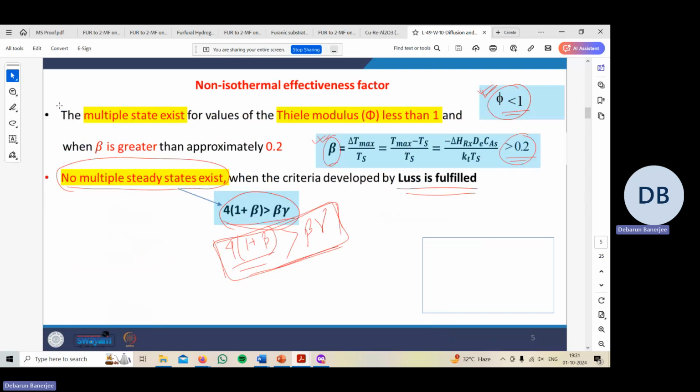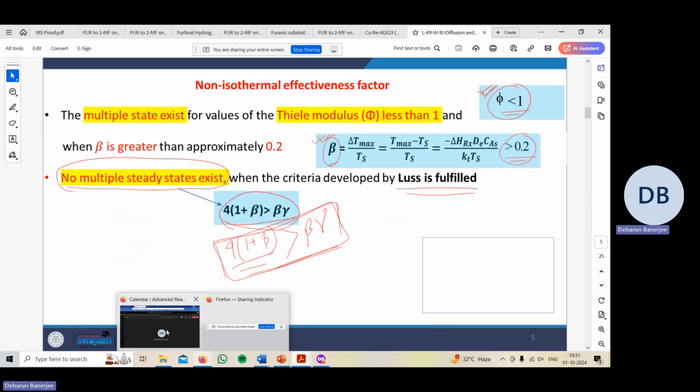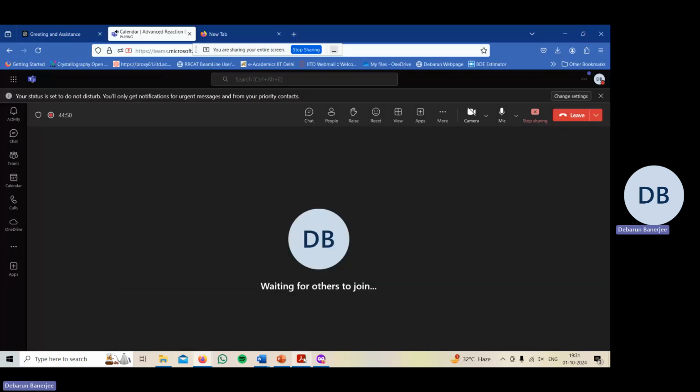When multiple states exist, the values of the filling modulus are less than 1. And when beta is greater than approximately 0.2, no multiple steady state can exist. The criteria developed by Luss is fulfilled, which is 4 into 1 by 1 plus beta should be greater than beta into gamma.